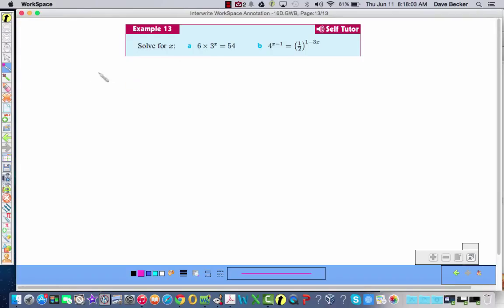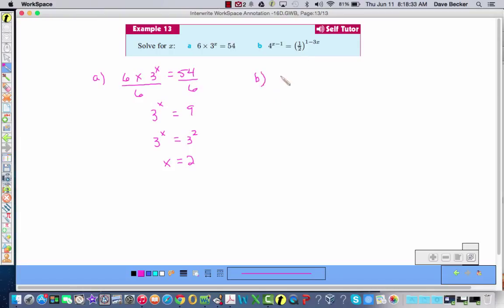All right, so C, 6 times 3 to the x equals 54. We're going to go ahead and divide both sides by 6. And we get, it's so easy, 3 to the x equals 9. You have the answer already. 3 to the x equals 3 squared. Therefore, x must be equal to 2.